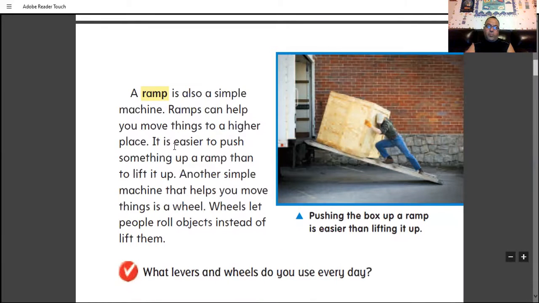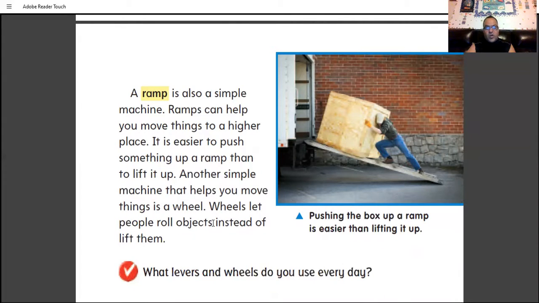It is easier to push something up a ramp than to lift it up. Another simple machine that helps you move things is a wheel. Wheels let people roll objects instead of lift them. You all know what a wheel looks like. And if you don't, then you should go out into your car or out into the front yard. Look at a car. It has four of them.